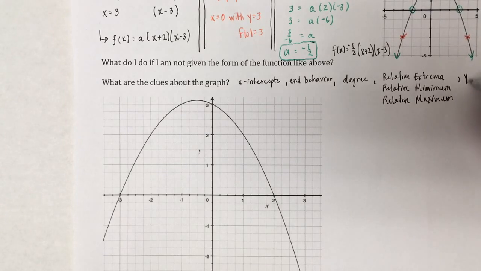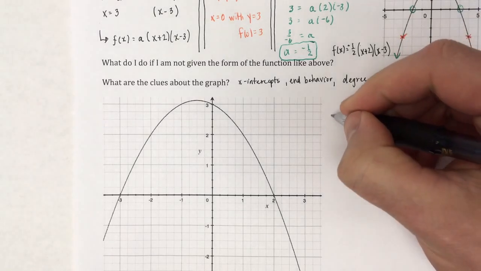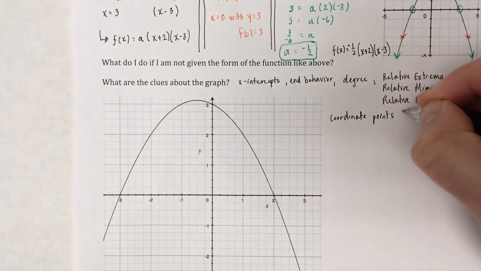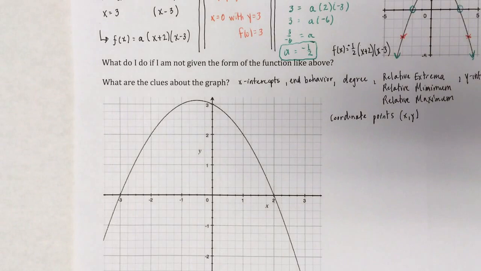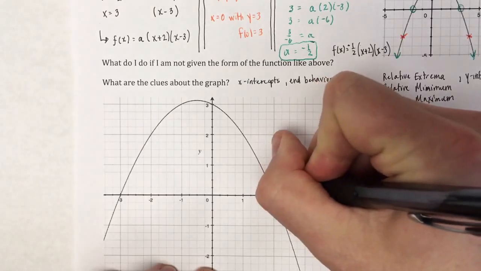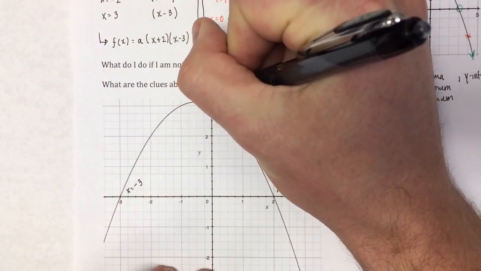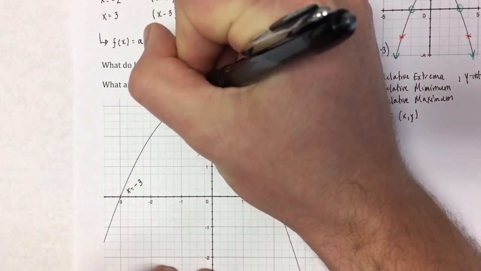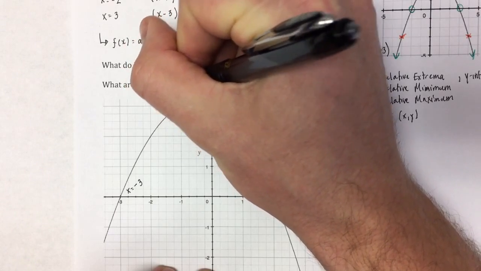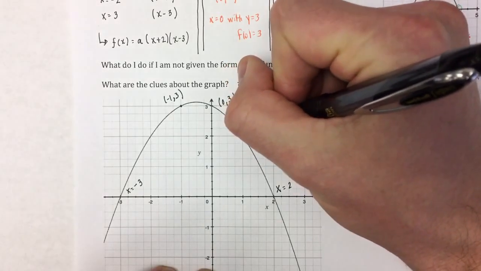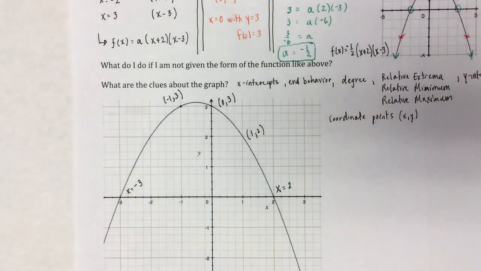You can even use the y-intercept to help you later. And you can pick up coordinate points, because the coordinate points really give you information about the association of x's and y's. And so as I'm looking at this, I'll notice that I have roots, or zeros, at x equals 2, x equals negative 3. I see a y-intercept at (0, 3). I see another point over here at (negative 1, 3). You can see another point here at (1, 2). And any of these would be useful.